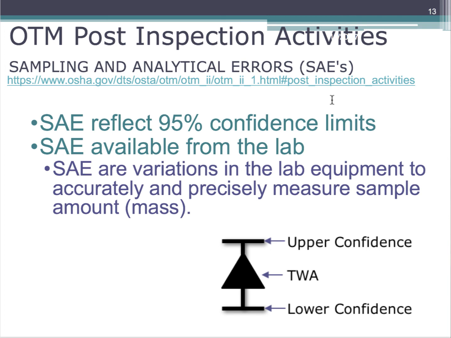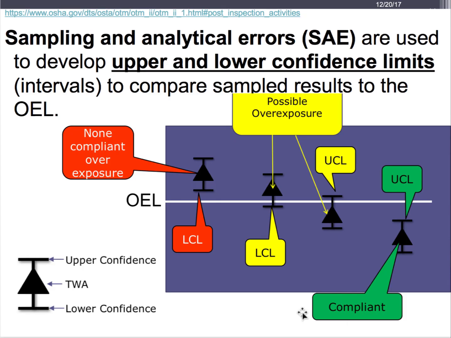So the OSHA technical manual link is right there. You can find it under post-inspection activities. And so I have this symbol here just so you can recognize that the triangle represents our time-weighted average, or our concentration if it's only one sample. And then our upper bar is our upper confidence limit, and our lower bar is our lower confidence limit.